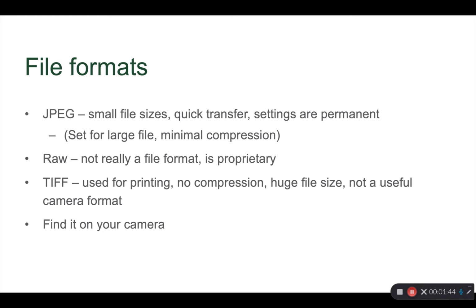TIFF is typically used for printing purposes. It's uncompressed. It's a big file with everything written into it. So it's sort of the worst of all possible formats to use in the camera. If you're going to have a big file, you may as well have the RAW file. If you're going to write everything into the file, you may as well have a JPEG. So take a minute and find the file format on your camera.